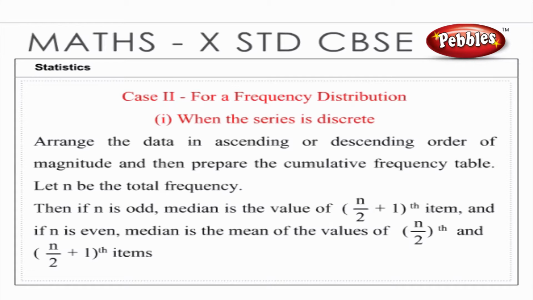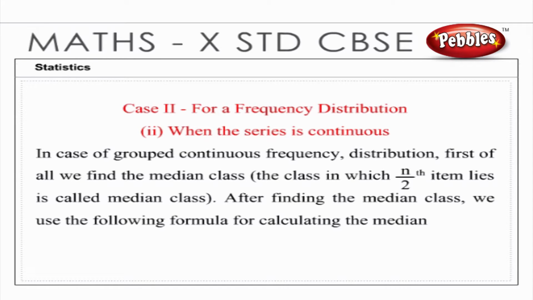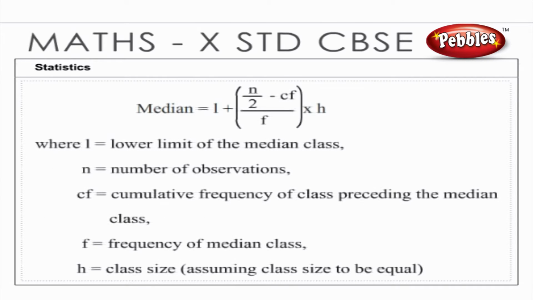When the series is continuous. In case of grouped continuous frequency distribution, first of all, we find the median class. That is, the class in which the n by 2th item lies is called the median class. After finding the median class, we use the following formula for calculating the median, where L is equal to lower limit of the median class, n is equal to number of observations, cf is equal to cumulative frequency of class preceding the median class, f is equal to frequency of median class, h is equal to class size, assuming class size to be equal.